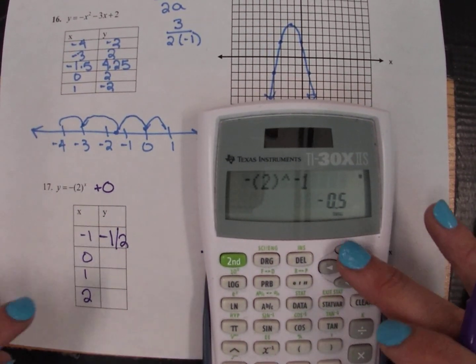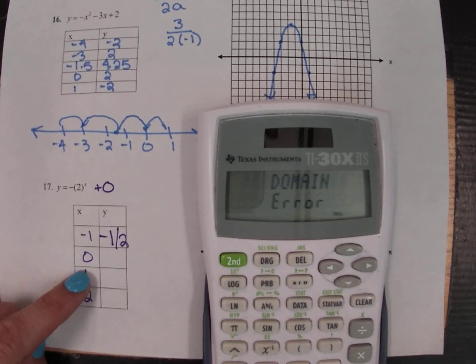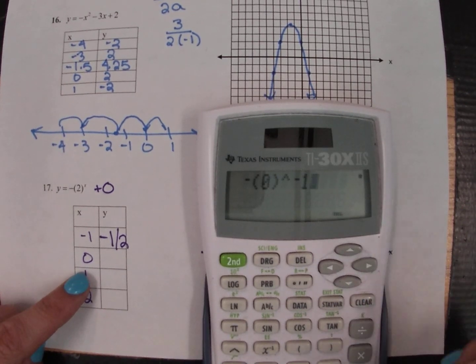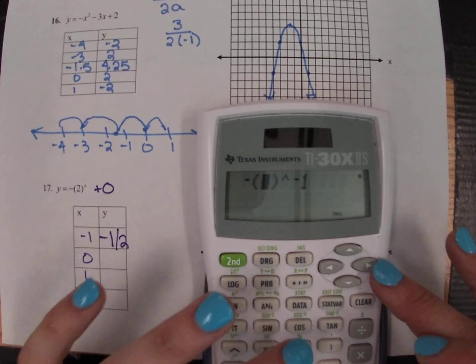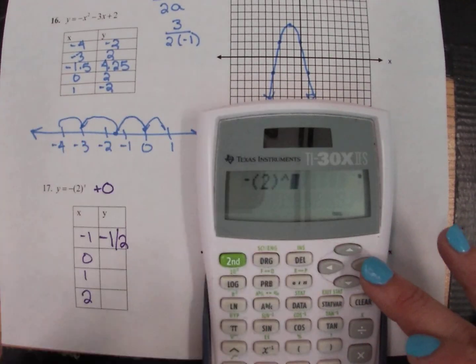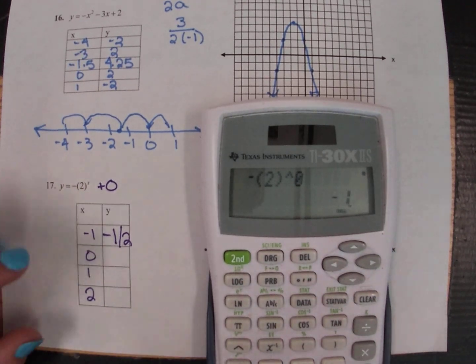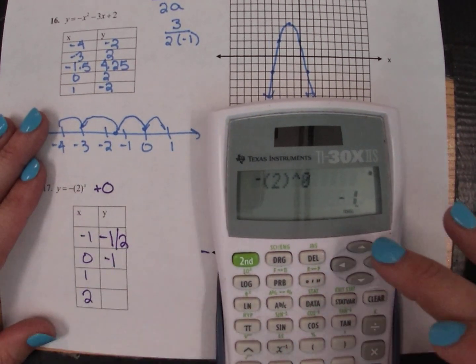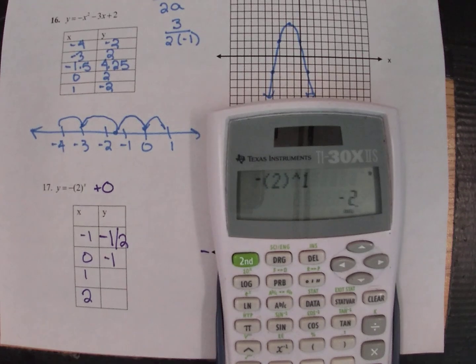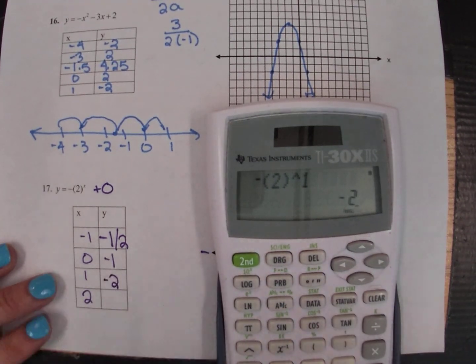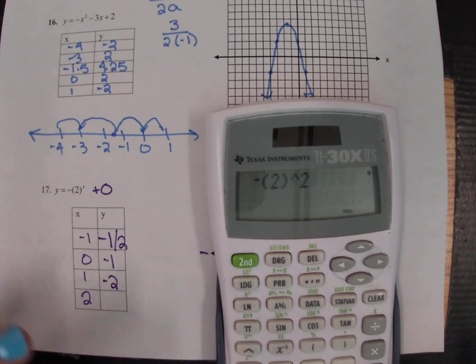Okay, it's negative. So then we'll do 0. Man, my brain is not talking right. So we're putting 0 in for the x, not for the 2. In for the x. Okay, that's going to give us a negative 1. Then we'll put in a 1. And then we'll put in a 2.